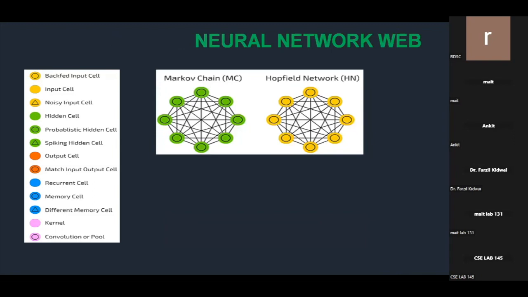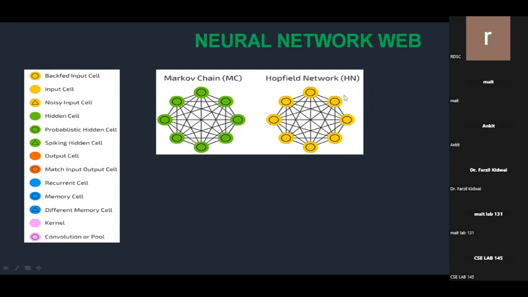After that, we come towards the Markov chain probabilistic model, where we can use an unsupervised nature, where all the input cells, all the probable cells, are in the form of probabilities, and all are interconnected just like a complete graph.